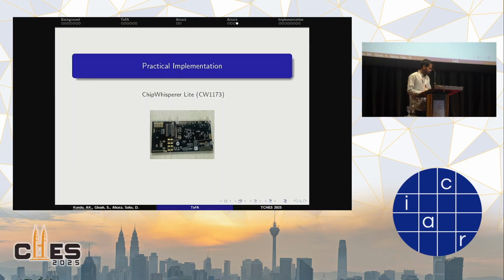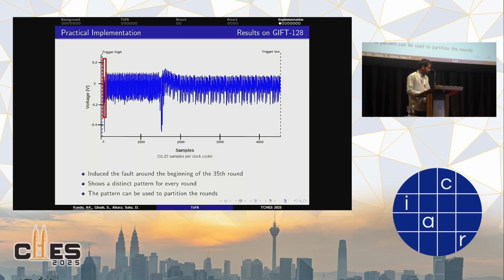Now I will discuss the practical implementation on ChipWhisperer. Here in the practical implementation, for GIFT-128 we have induced the fault before the 35th round, before the S-box of the 35th round. Suppose this is the triggering point. Triggering point means that between this and this, the fault is injected.